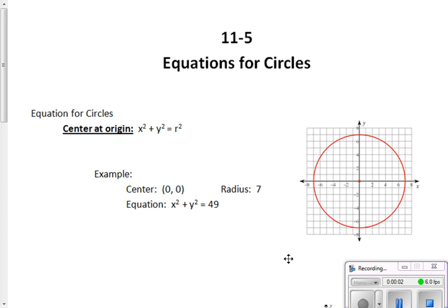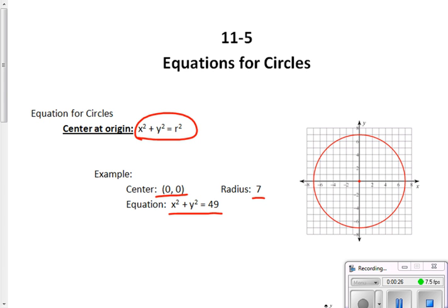Lesson 72 covers equations for circles. The main circle that we're looking at has its center at the origin, so the equation would look like this: x squared plus y squared equals r squared. The center point being 0, 0, and this is telling us that it has a radius of 7. The equation would be x squared plus y squared equals 49.